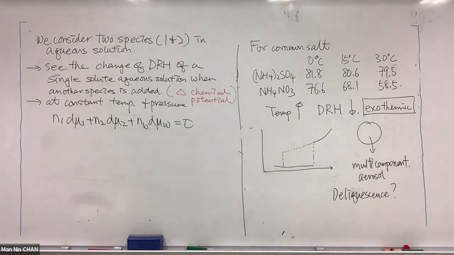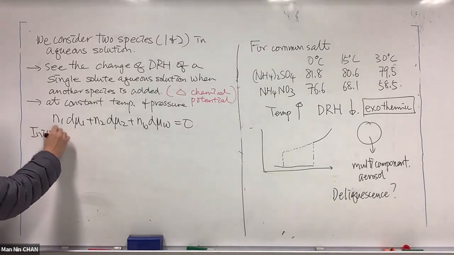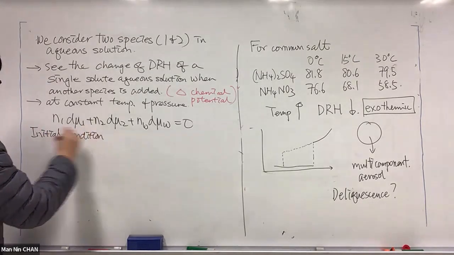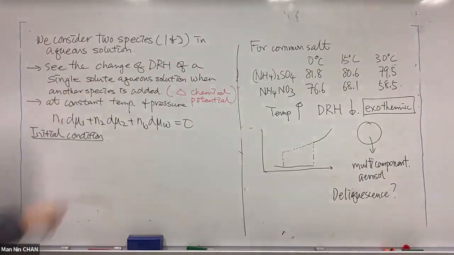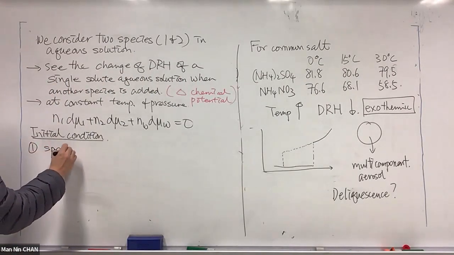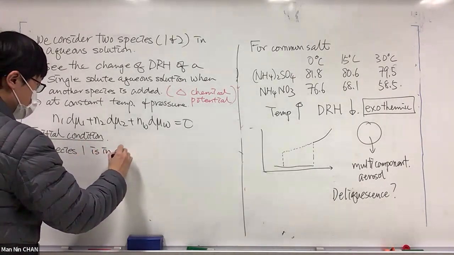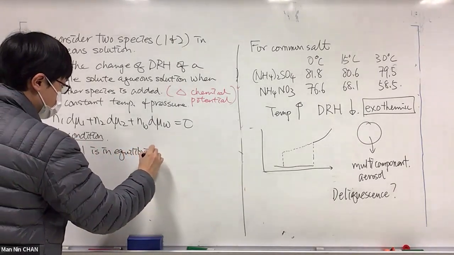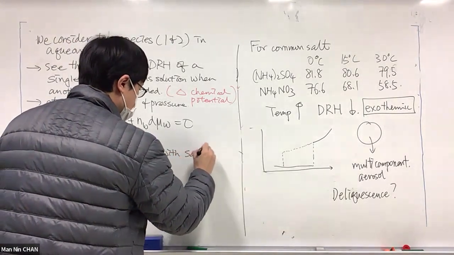So let's say we can apply this to our system. Let's consider a case like this, where we set some initial condition. First, because we want to look at the change of the DRH of a single salt of the aqueous solution when we add another species, let's say at the beginning you have species one, and your species one is in equilibrium with this salt one.